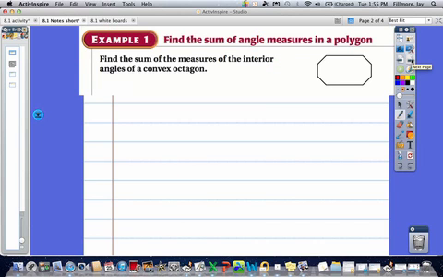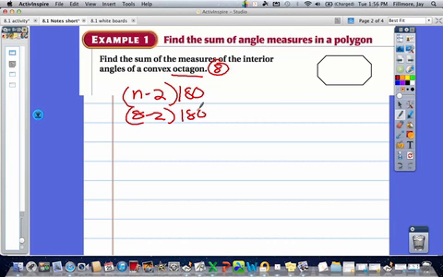Let's do another one. Find the sum of the measures of the interior angles of a convex octagon. So we'll start with our formula to find the interior angle measures of a polygon. And since this is an octagon, we have 8 sides. So this is 8 minus 2 times 180. And to use our order of operations, we simplify what's in parentheses first. So 6 times 180. And that ends up giving us a result of 1,080 degrees.